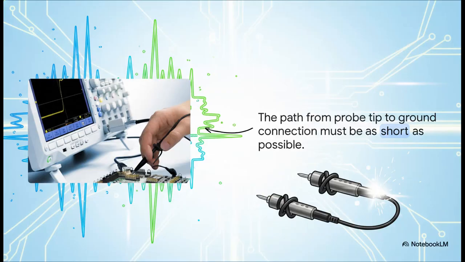And this picture shows the ideal setup perfectly. Ditch that long ground lead. Use a little springy ground tip, or what's called the tip and barrel method. See how the ground connection is just millimeters away from the signal? That short, tight connection is your absolute best defense against a lying measurement.